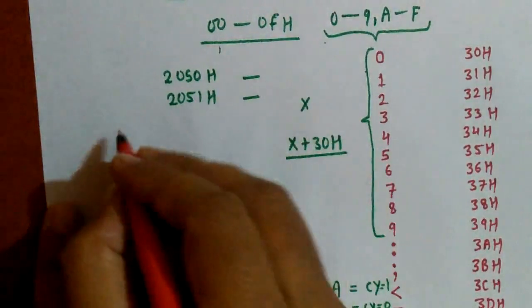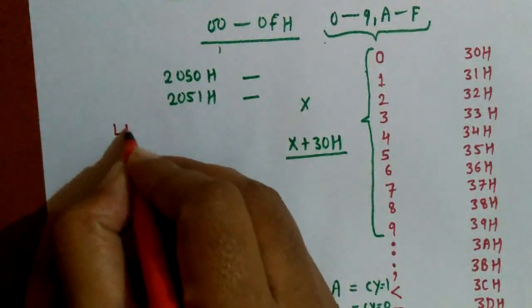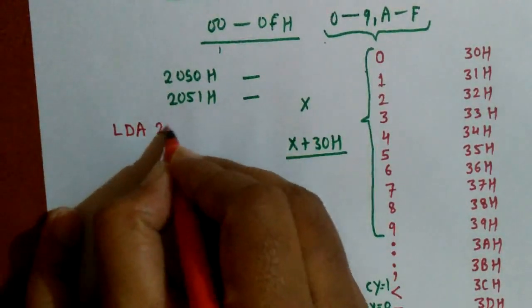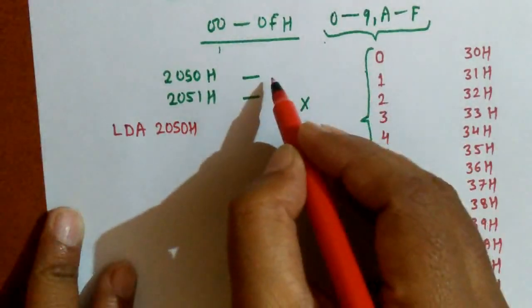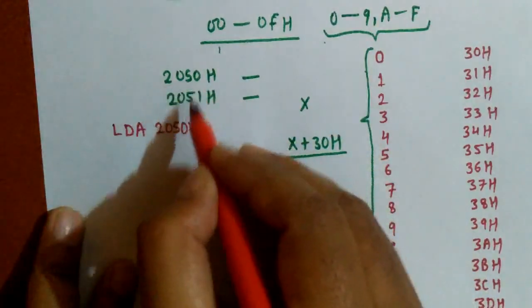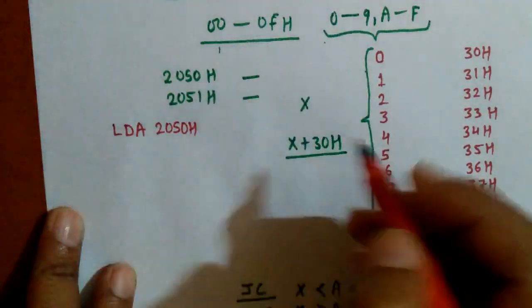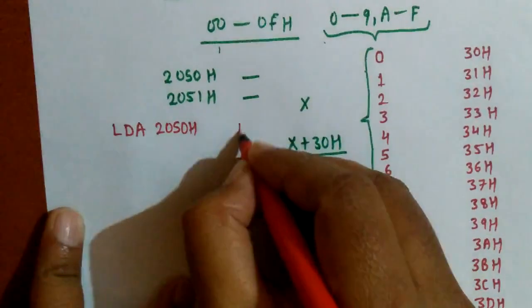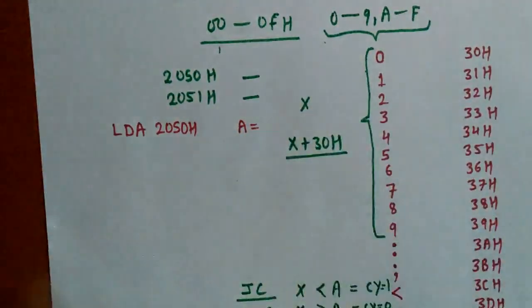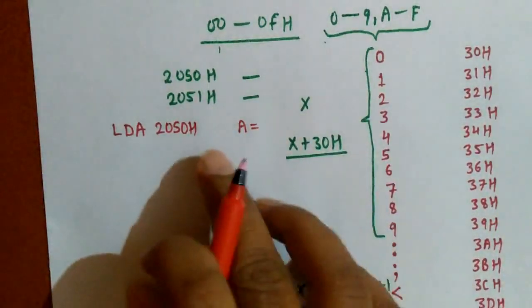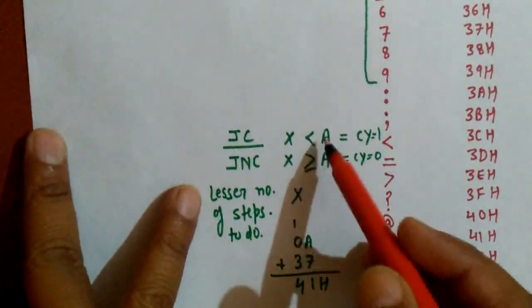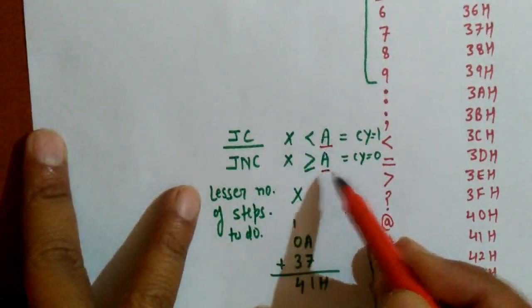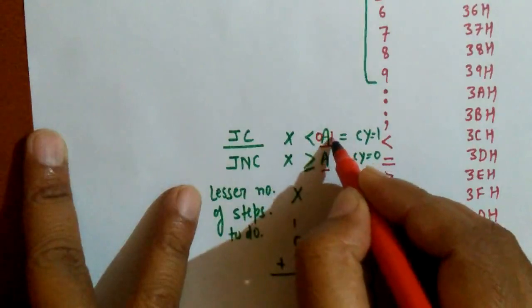So I am going to write LDA 2050H. Remember, this instruction simply gets the value present at memory location 2050H into the accumulator. So the accumulator will have the number. Next, we have to compare that number with the value 0AH, as I told you here, that we will compare the number with A. This is the value 0AH.